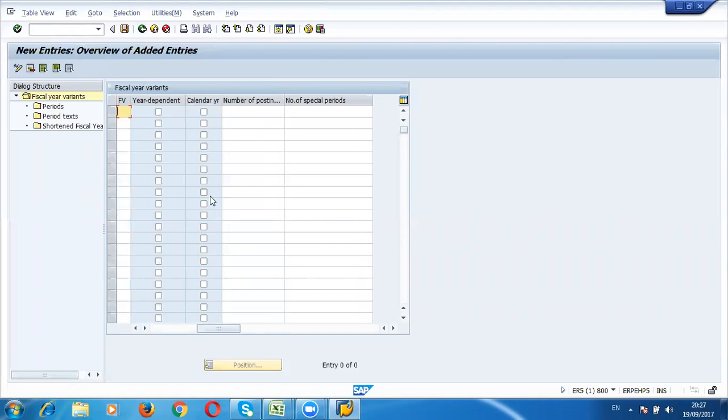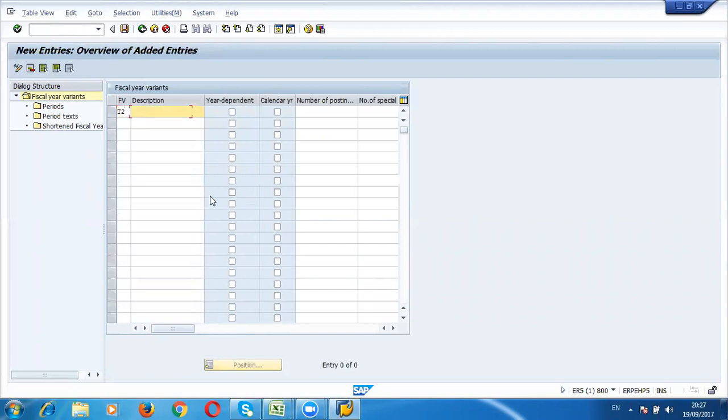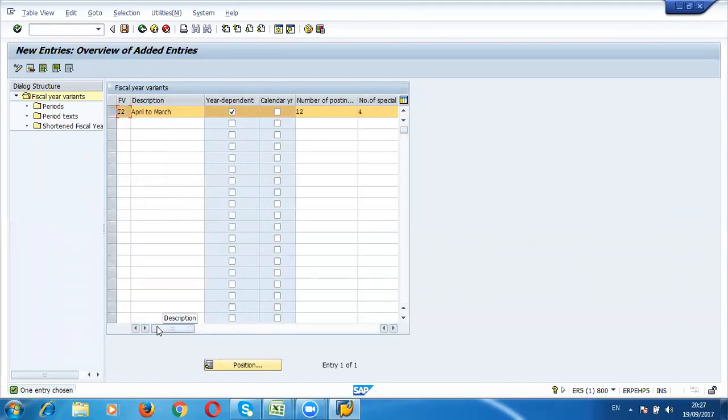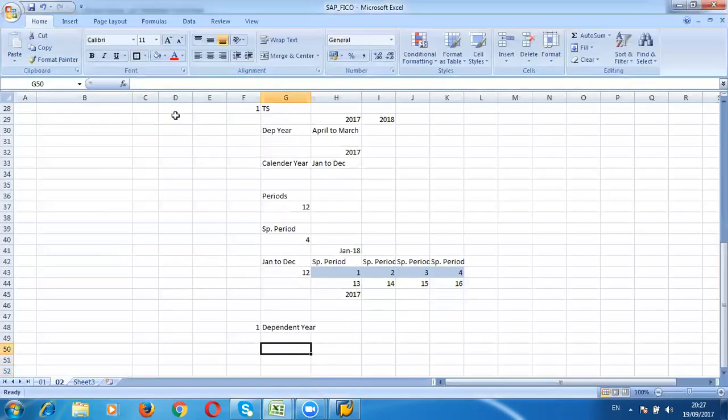So, taking another example like T2. I have a T2 that is April to March, so that is year independent. That is 12, that is 4. So these steps are the same. But in that case, we need to tell the system what the number of days is in this year, and which period is period 1 and which period is period 2. So all these things I need to tell the system.